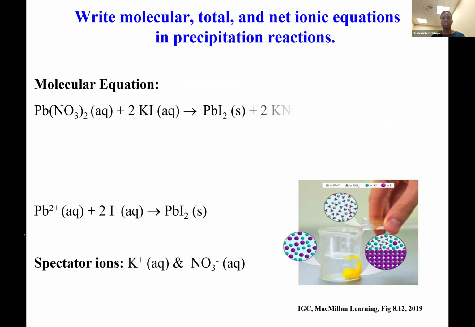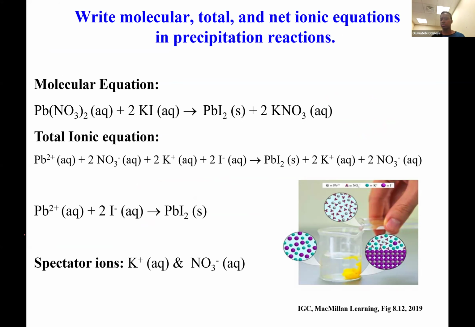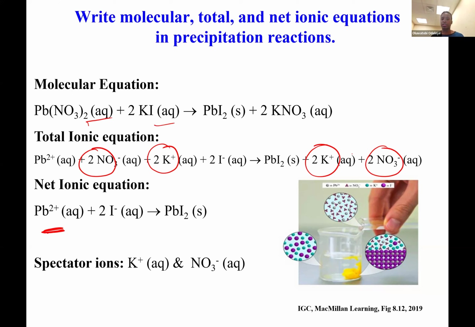So your molecular equation, that's what that looks like. The total ionic equation, again, break up everything aqueous, and the solid stays together. This would be my net ionic equation, right? And in this case, my spectator ions are ions that occur on both sides. So potassium and nitrate are my spectator ions.